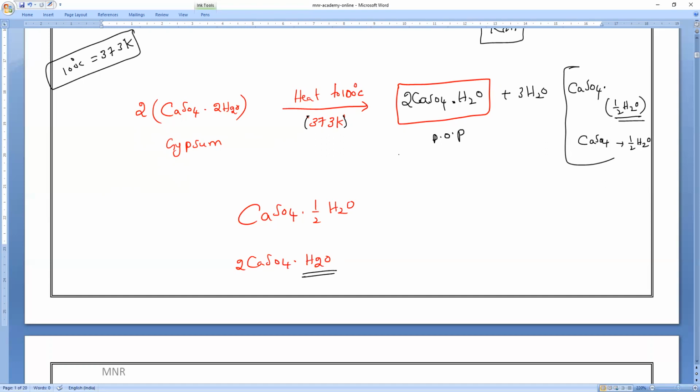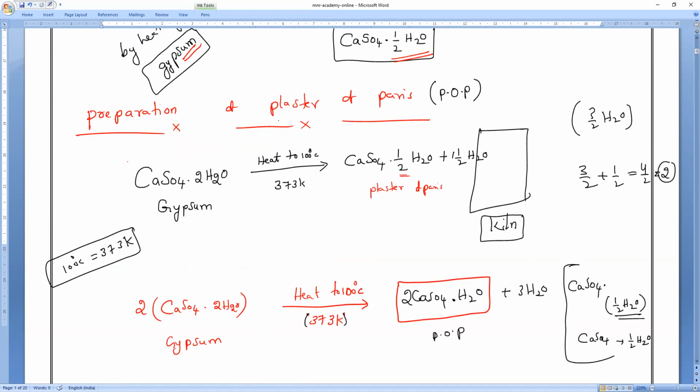2 units of CaSO4 sharing how many water molecules? One water molecule. That is what you have to remember. Is it okay, all of you? This is only the preparation of plaster of Paris.